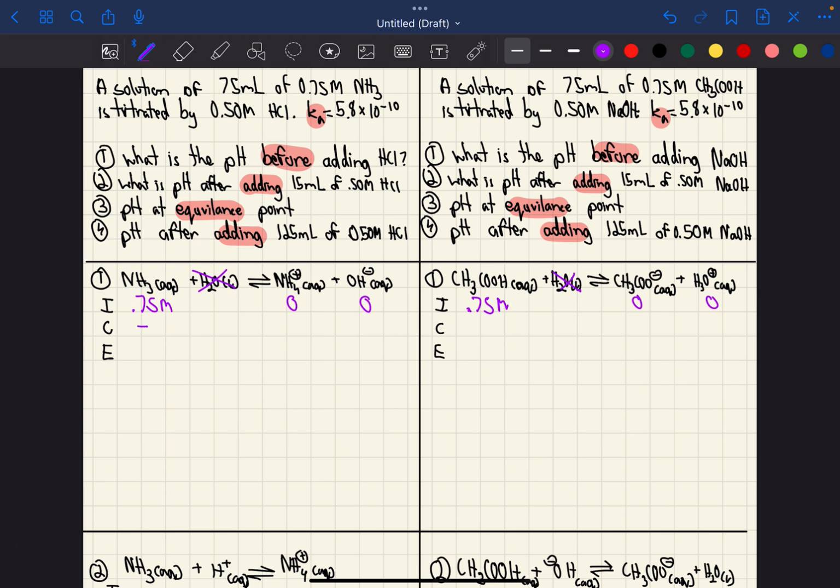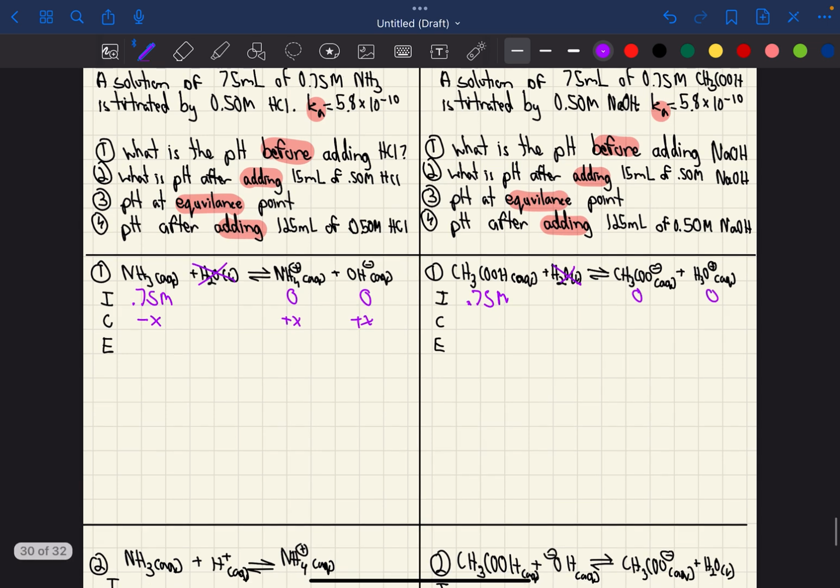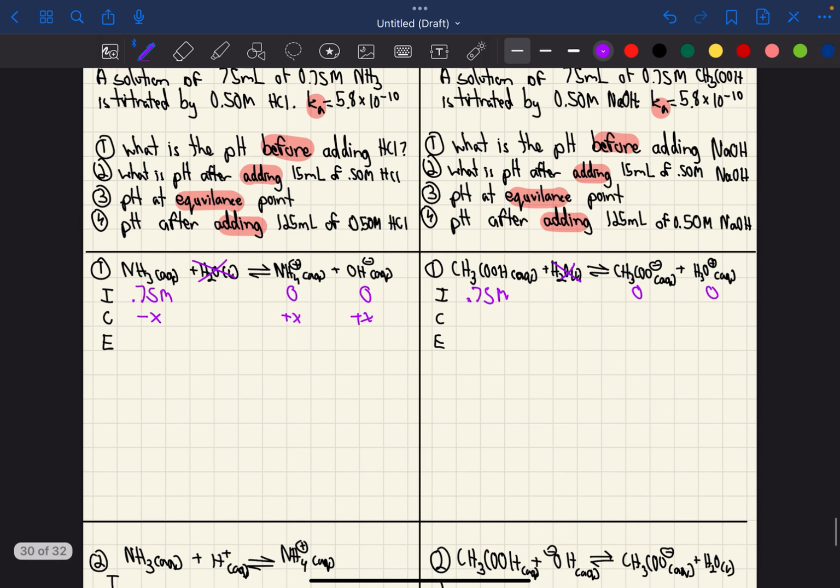So in your change you can have minus x, plus x, plus x, because they're all 1-to-1 ratios. I don't think she's ever going to give you a plus 2x. That's not going to happen just because you're not going to be dealing with diprotic stuff. Don't worry about it. She's not going to give you that. It'll throw you guys off, and she doesn't want that to happen.